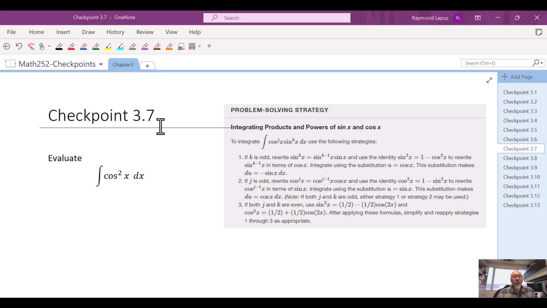This is coming from section 3.2, Trigonometric integrals. Here we're asked to evaluate the integral of cosine squared x dx.